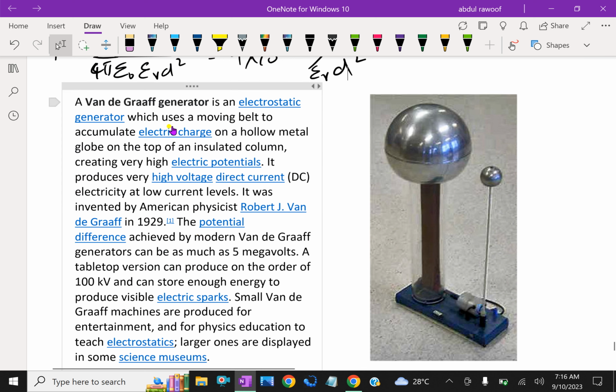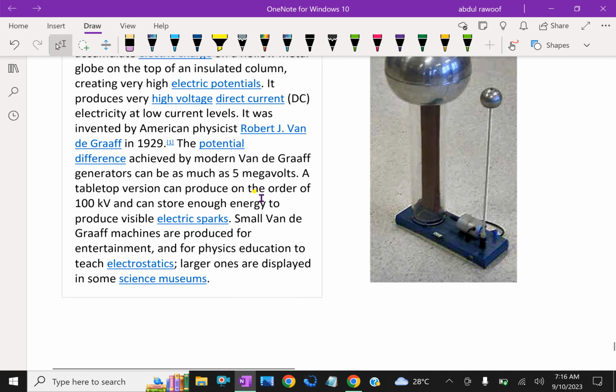It's an electrostatic generator which uses a moving belt to accumulate electric charge on the hollow metal globe on the top of an insulated column, creating very high electric potential. It produces very high voltage direct current, that is DC voltages, at low current levels. It was invented by American physicist Robert J. Van de Graaff in 1929.